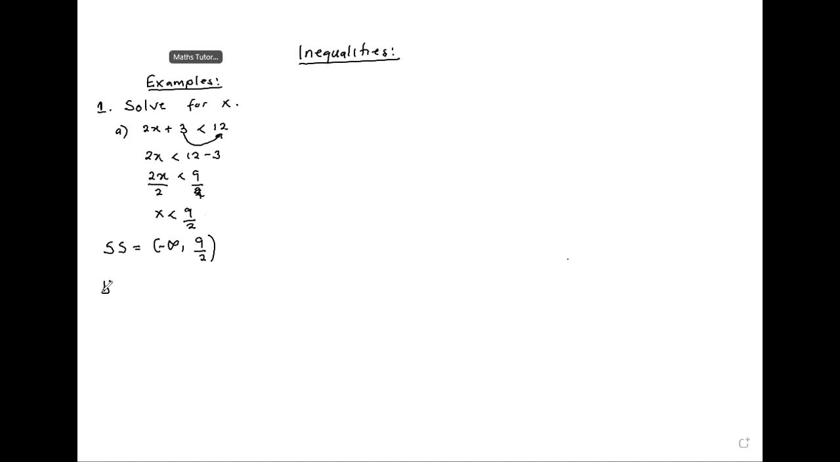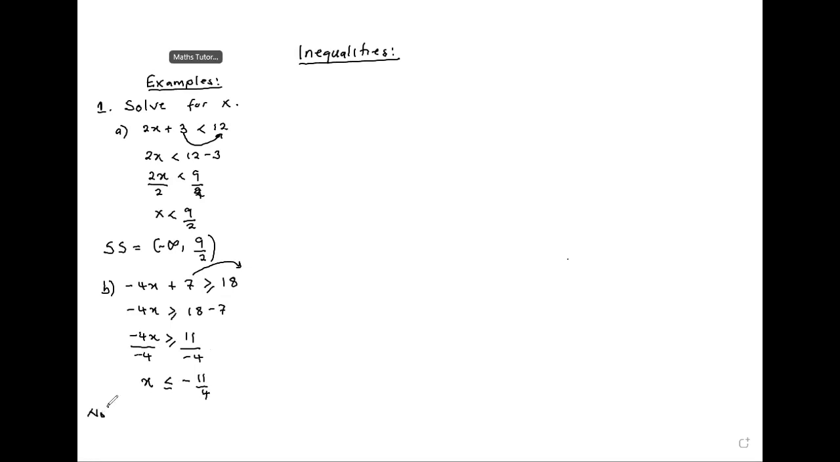A follow-up example would be negative 4x plus 7 greater or equal to 18. So first again, you take this to the other side. So you have negative 4x greater or equal to 18 minus 7. That is negative 4x greater or equal to 11. Divide by negative 4, divide by negative 4, you get x less or equal to negative 11 over 4.